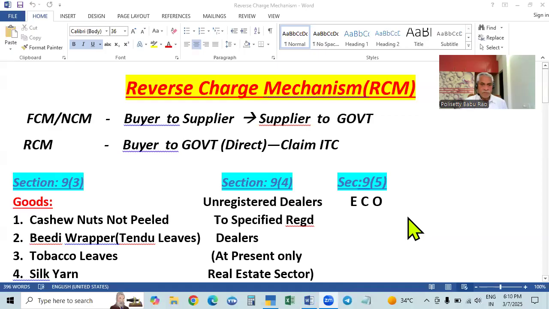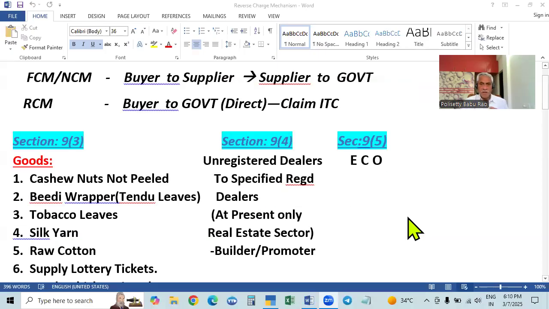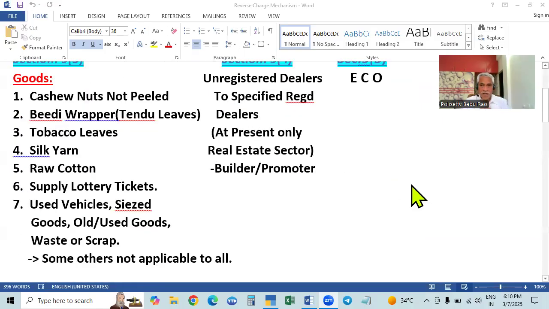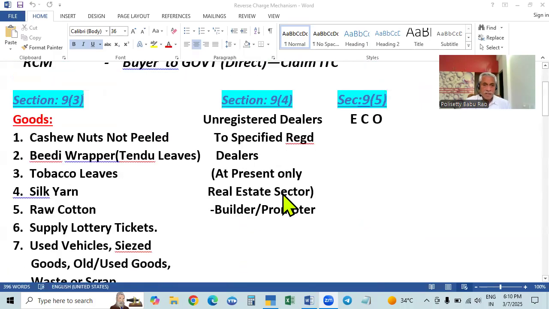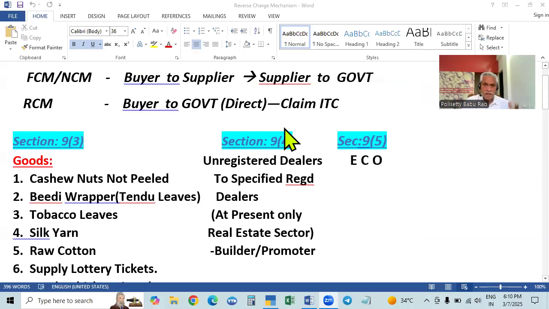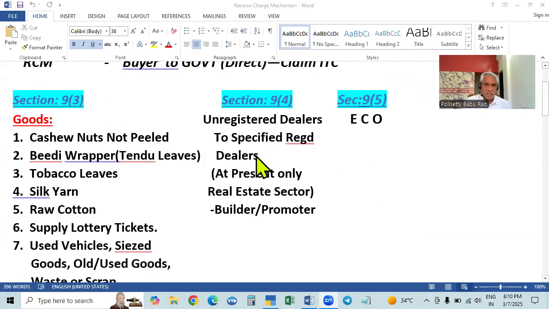Okay, now we will enter into the topic. So I am sharing the screen. Yesterday in the last class, we completely discussed the reverse charge mechanism, all the provisions under section 9, subsection 3, subsection 4, and subsection 5, and all the rules, regulations and provisions related to the reverse charge mechanism.